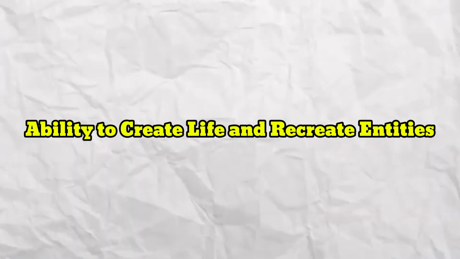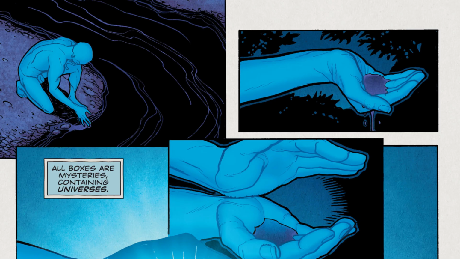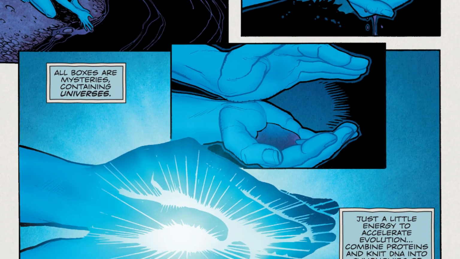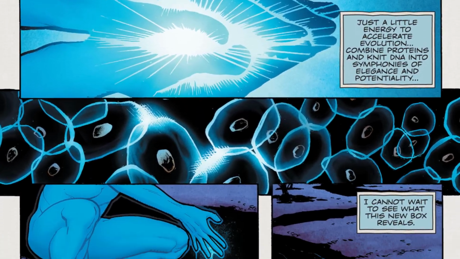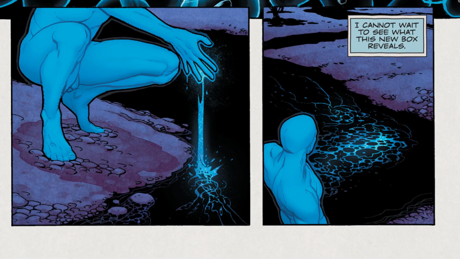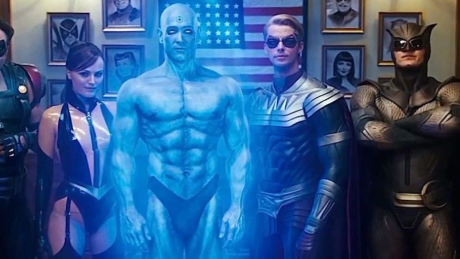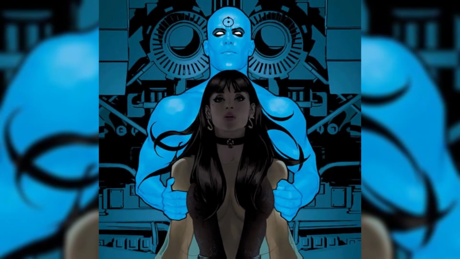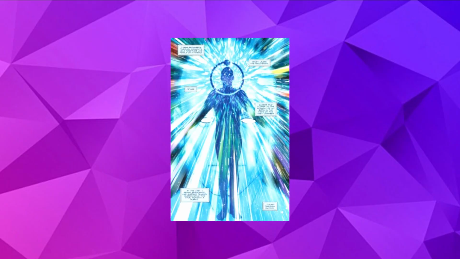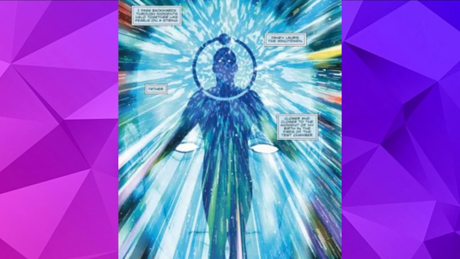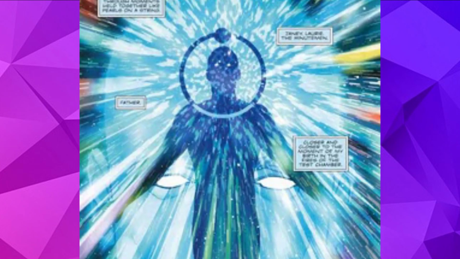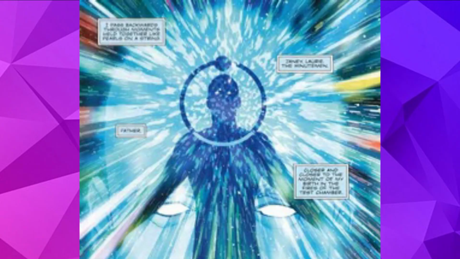Ability to create life and recreate entities. He can create life forms and even recreate entire organisms from the matter and energy around him. This is demonstrated in Watchmen when he reconstructs Laurie Juspeczyk's Silk Spectre body to make it seem as if she had been healed from a severe injury. On a larger scale, he can create new life forms or modify existing organisms to suit specific purposes.